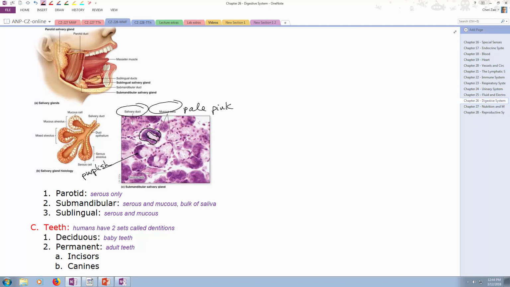Then you have the submandibular, and you can actually feel your submandibular salivary glands. If you go anterior to where the angle of the mandible is, and then follow the margin of the mandible, and then just gently push in, you're going to find a little roundish structure that you can actually manipulate and move around. That's your submandibular salivary gland.